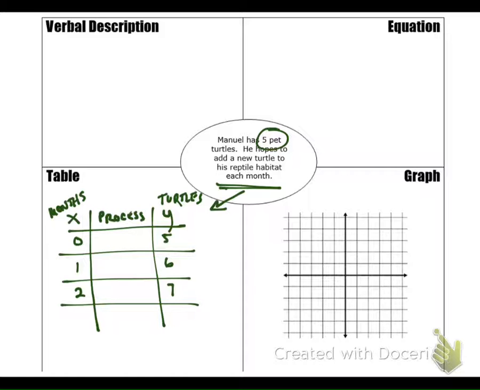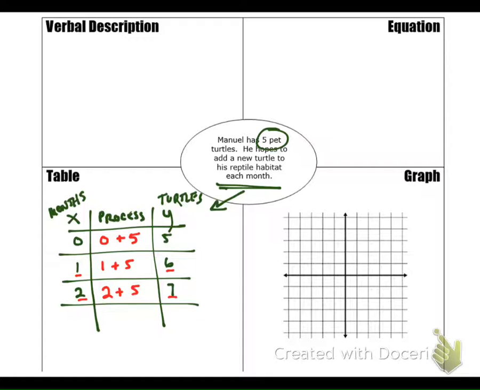I want to know, what did I do to 0 to turn it into 5? Well, I know I didn't multiply by anything because that wouldn't give me any number. 0 times anything would give me 0. So I'm going to test my addition out. 0 plus 5 is going to give me 5. Now before I can say this is a for sure rule, I need to check it with my other values as well. So let's check if 1 plus 5 is 6. And sure enough it is. Then again, I'll check 2 plus 5 gives me 7. So this looks like it's going to be a pretty good rule.